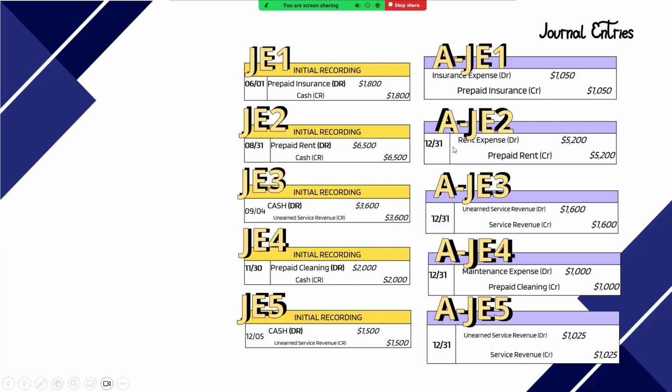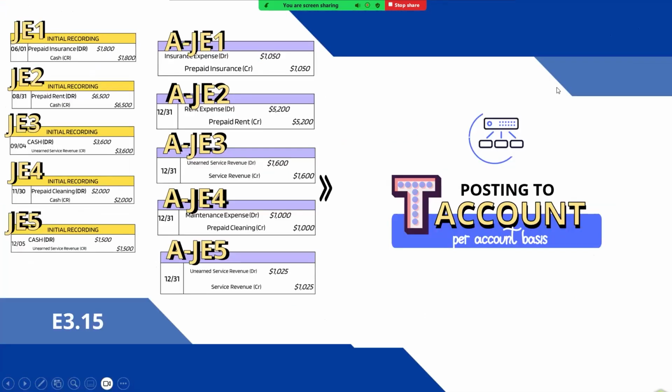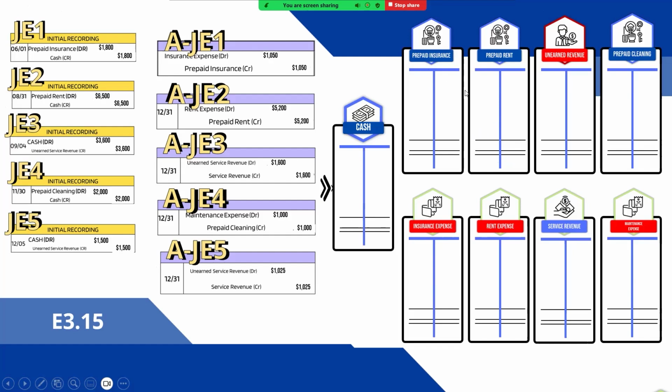So at this point, we were able to create 10 journal entries: 5 initial entries and 5 adjusting entries. So the next step is to post this to the T account. In the problem, it was stated that there was a beginning balance of cash of 6,200. And then from there, we just basically post, right?